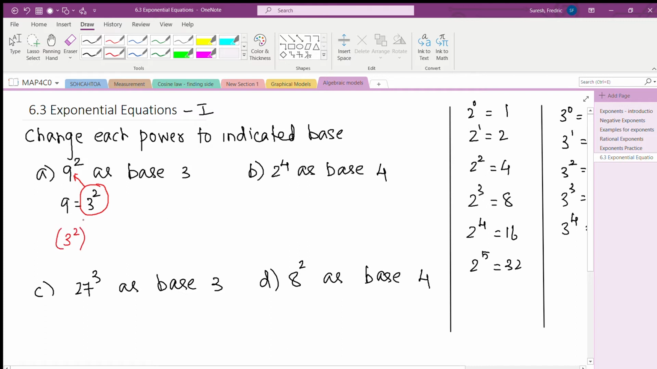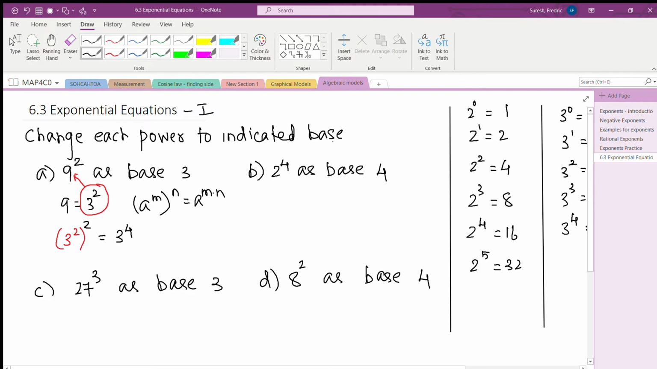We still have to work with the 2 here. And so using the power rule, a to the power of m to the power of n, which is a to the power m times n, I go here 3 to the power of 2 times 2, which is 4.